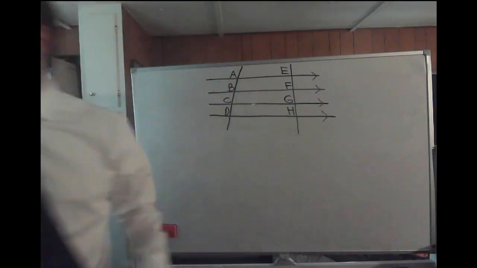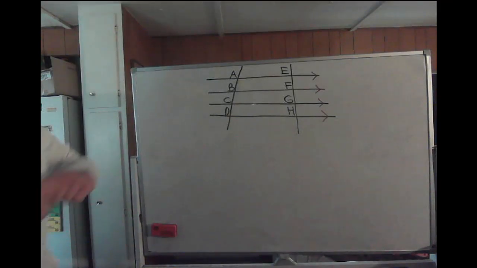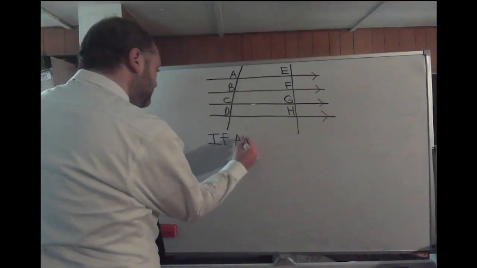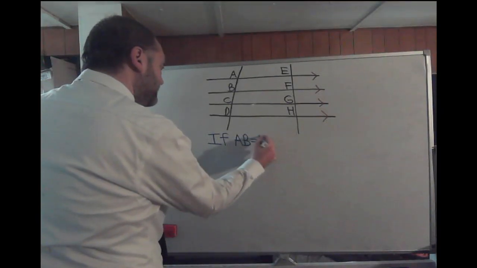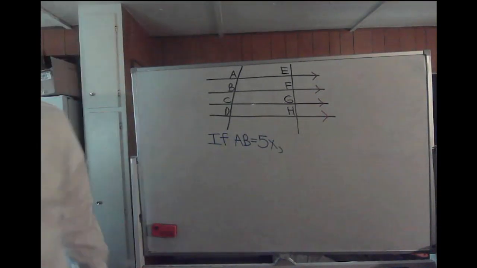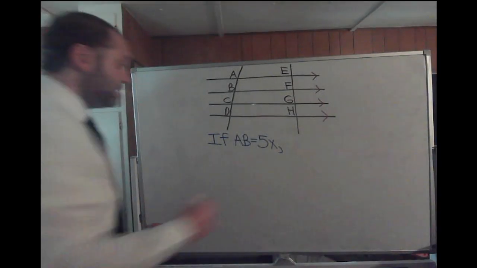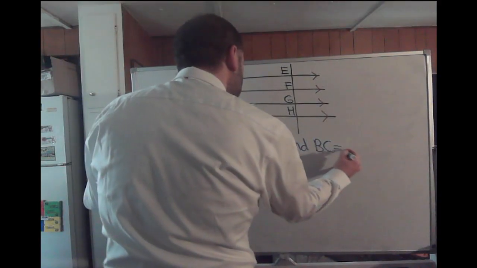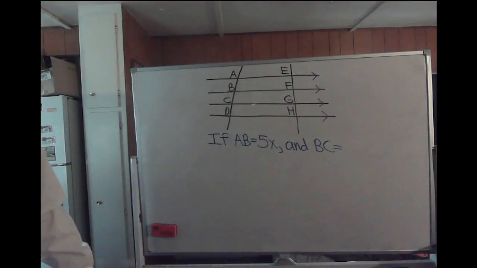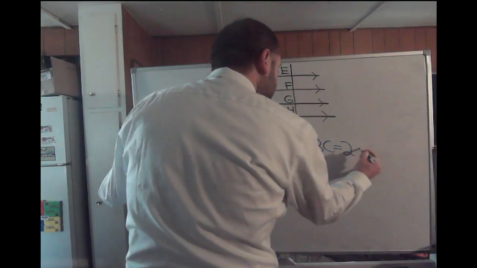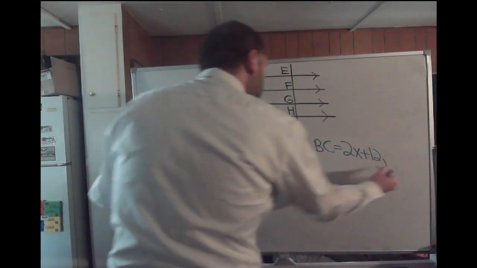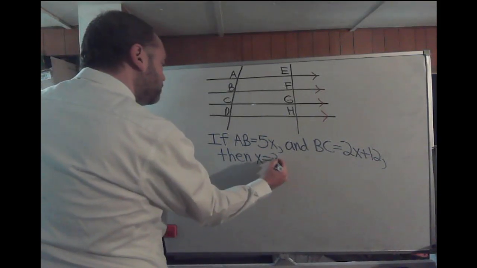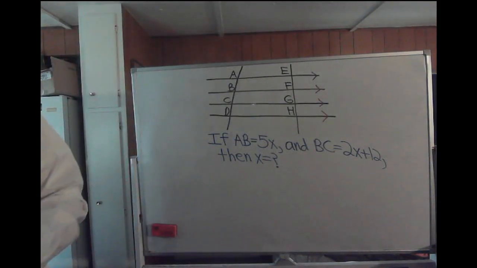All right, so what's next? If AB equals 5x, and BC equals 2x plus 12, then x equals what? What does x equal then?